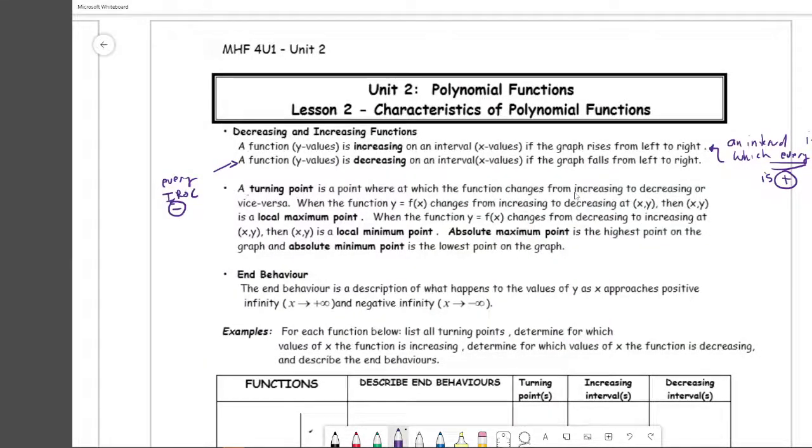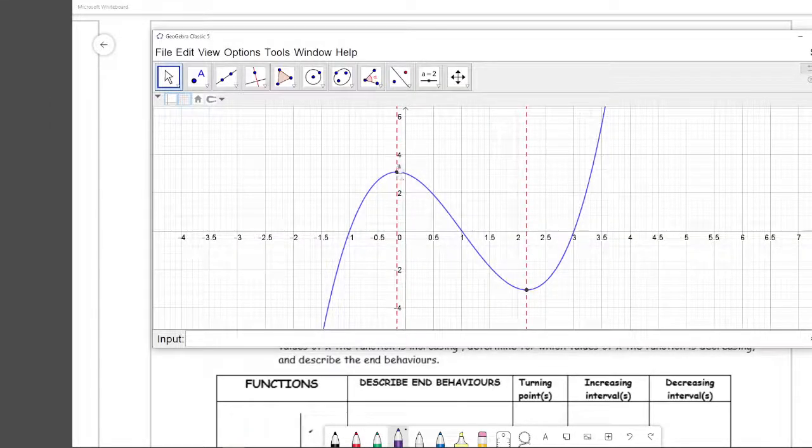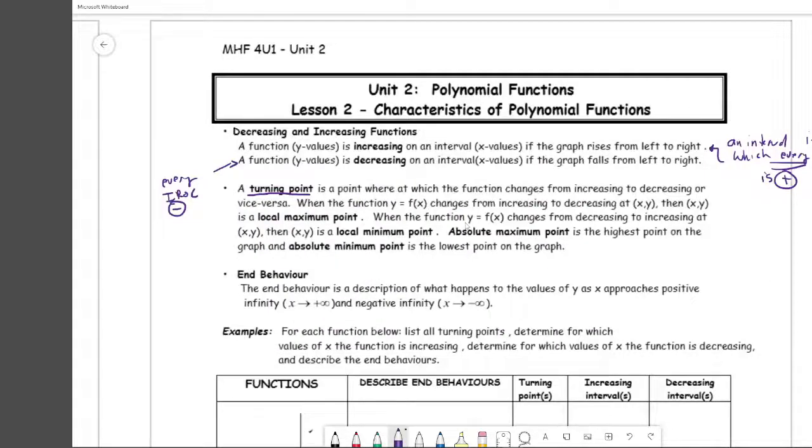Okay, a turning point would be a point where the function stops increasing and starts decreasing, or vice versa. So for example, right here, this is a turning point and this is a turning point, and that should make sense because the function basically turns around at either of those values. So if it changes from increasing to decreasing, then you have a local maximum. If it changes from decreasing to increasing, then you have a local minimum.